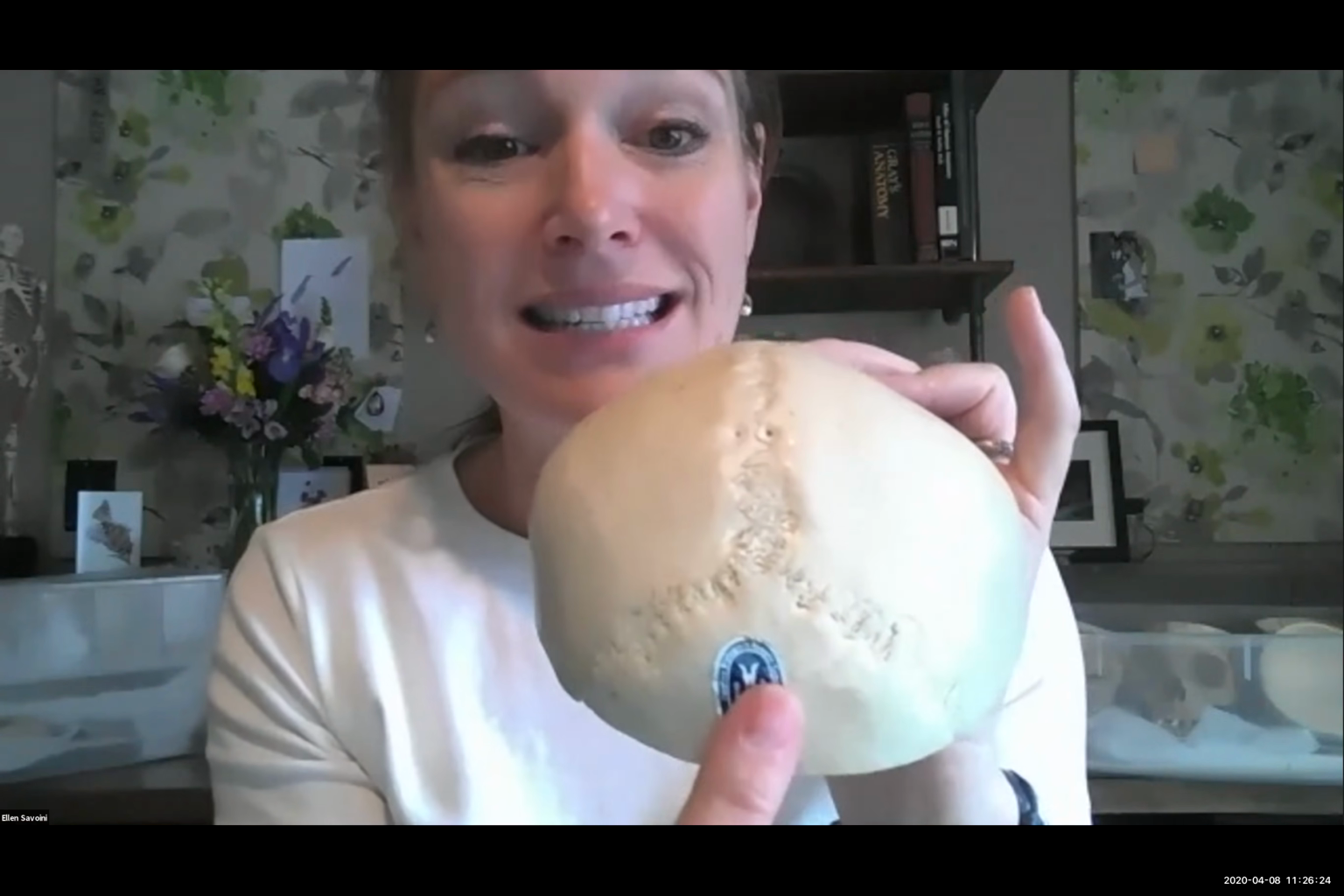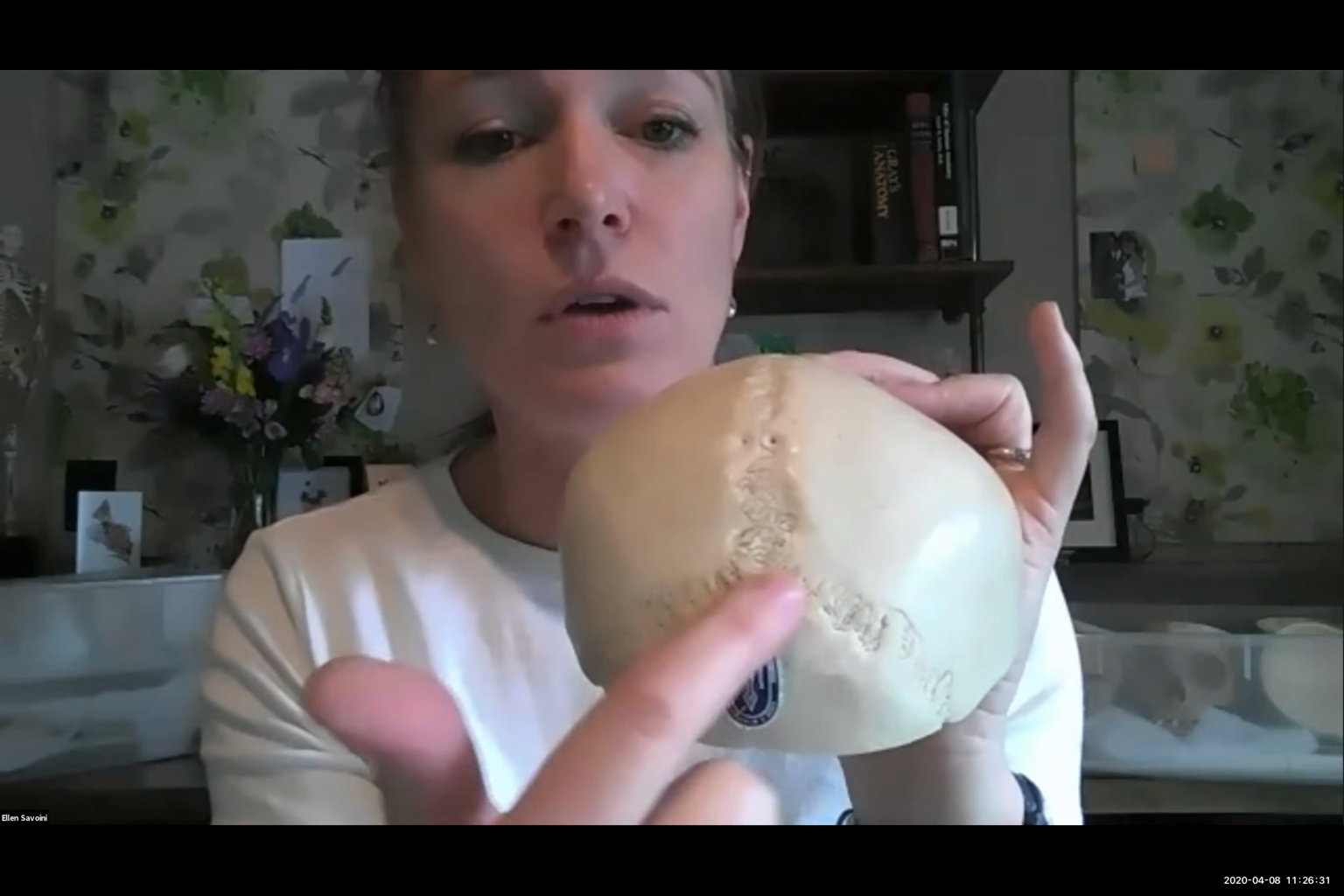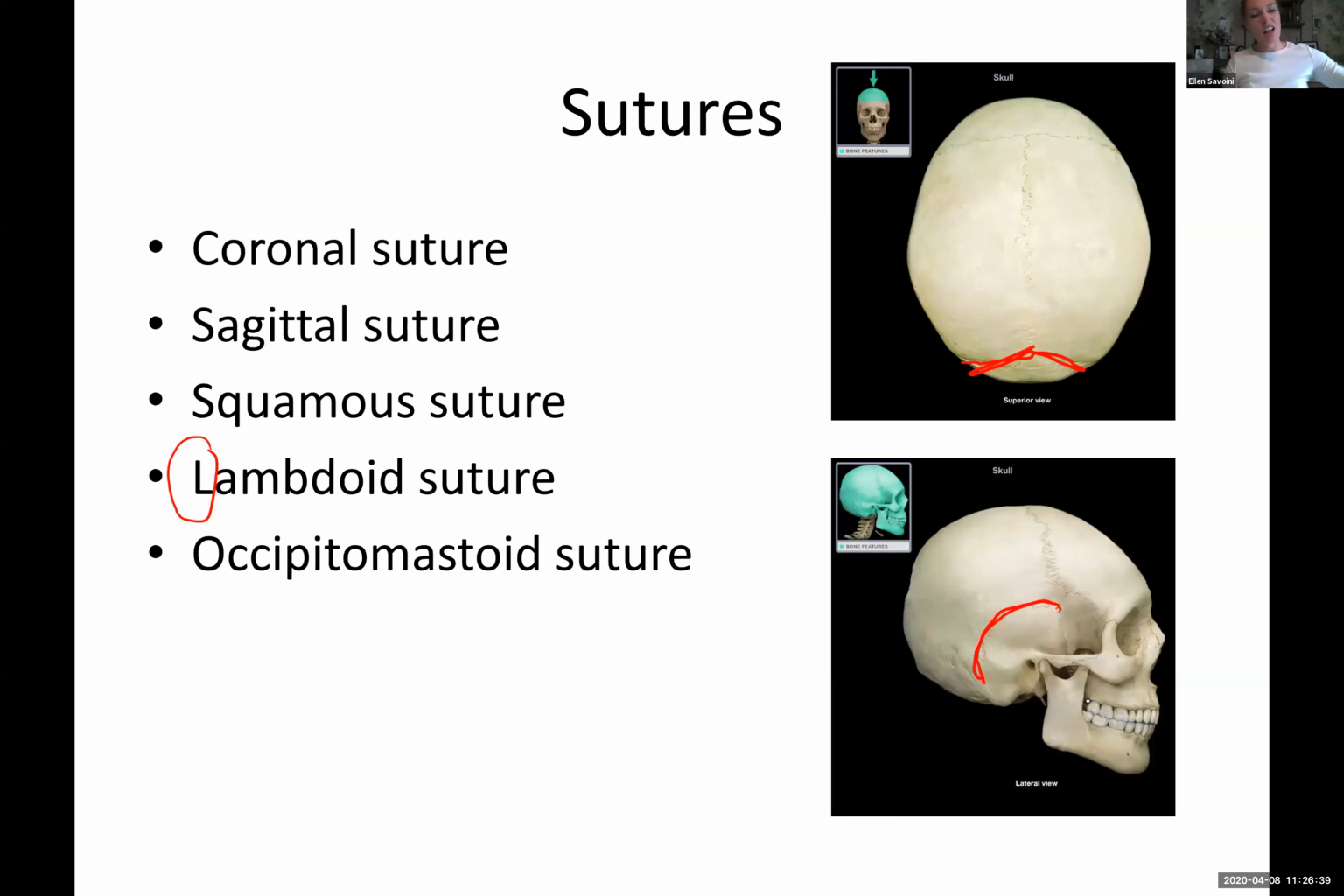This one with the sticker on it is the occipital bone, but see how it's really angular? It looks like a roof line. That's the lambdoidal suture. Go back to the share. So lambdoid suture, and I think of it as an L. If the L fell over, it would just look like that roof line.